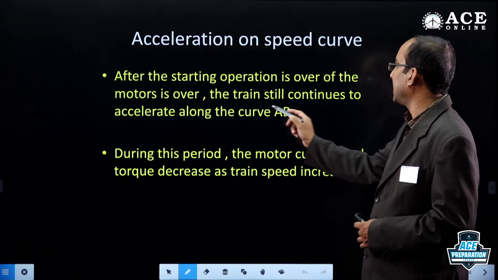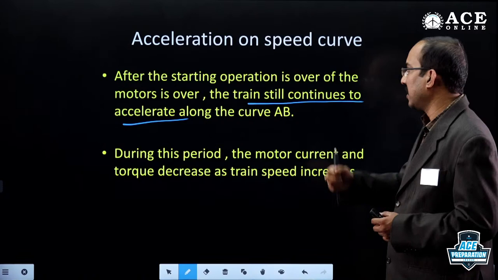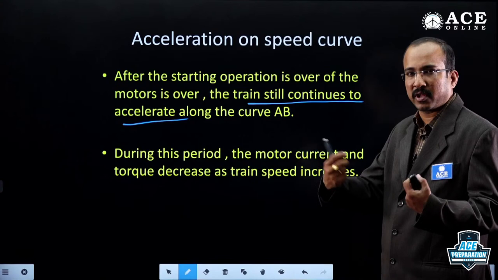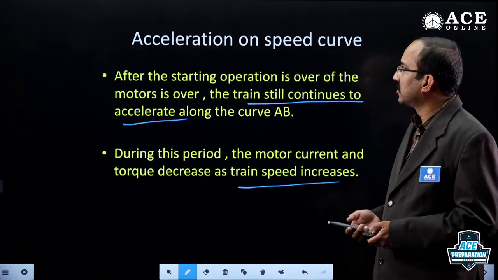then the train still continues to accelerate along the curve AB. During this period, the motor current and torque decrease. The motor current drawn will be decreased and train speed increases. So that is known as what? Acceleration on speed curve, that is from A to B.